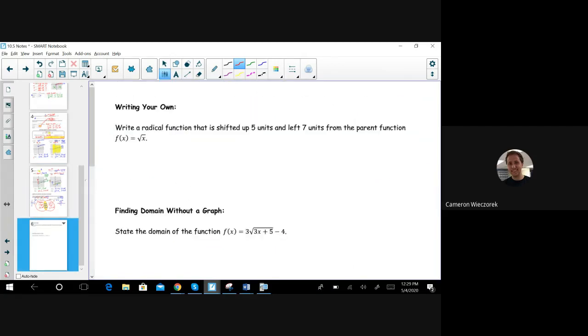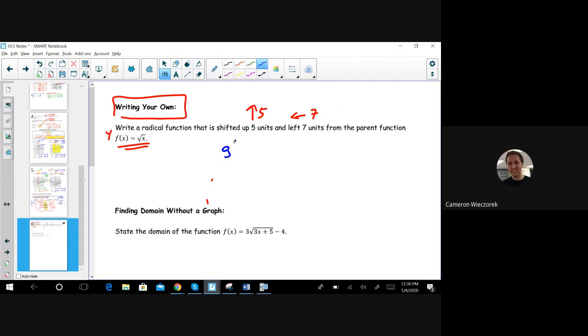Sometimes they might make you write your own. So they'll give you some information about the graph and where it got shifted, and your job is going to be to write the new function. Here's our parent function, f of x, remember that just means y, equals rad x. We want to write a radical function that is shifted up 5 units and left 7 units from the parent function.